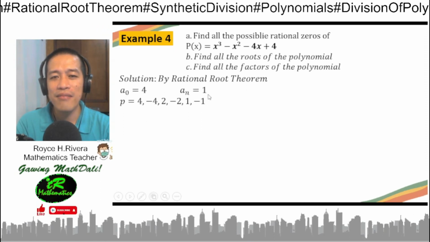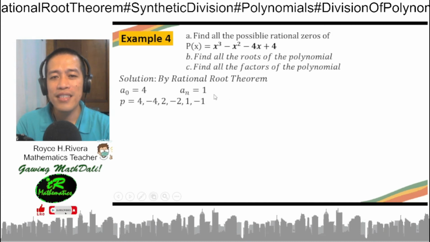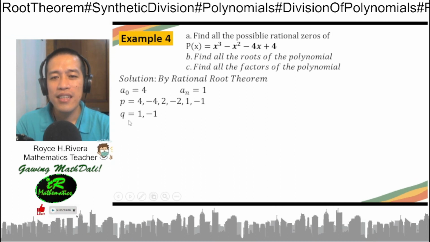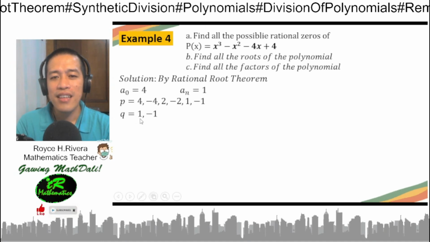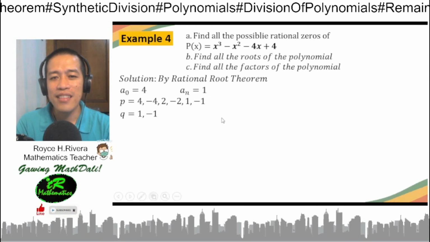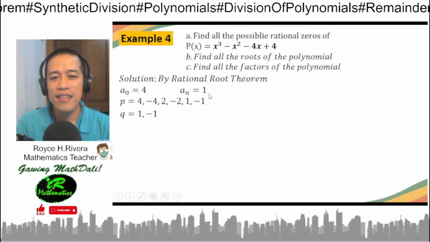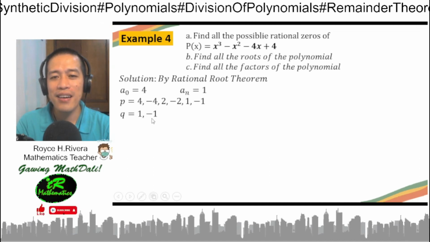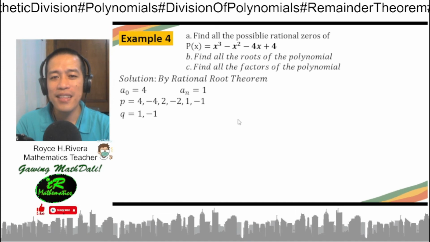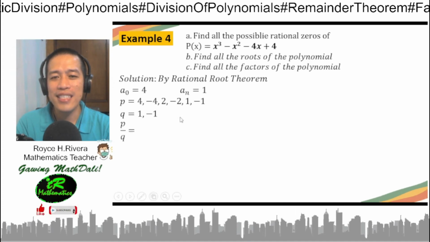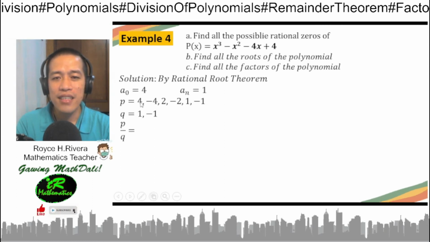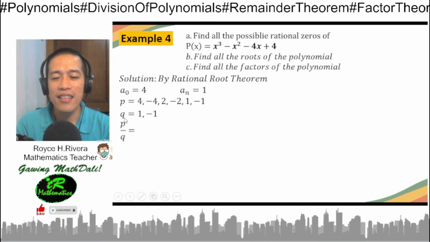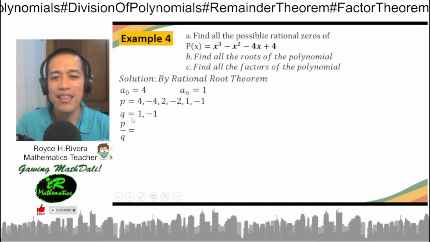Now, let us list the factors of the numerical coefficient of the leading term. And that is 1. So, Q is the factors of the leading coefficient. Factors of 1 are first 1. 1 times 1 is 1. And we have negative 1. Negative 1 times negative 1 is 1. Next, we will get the ratio of the factors of the constant and the factors of the leading coefficient.